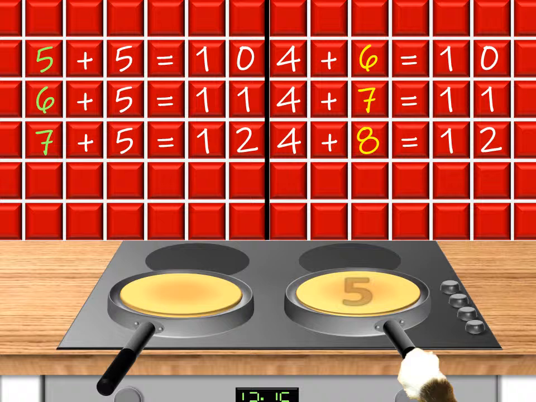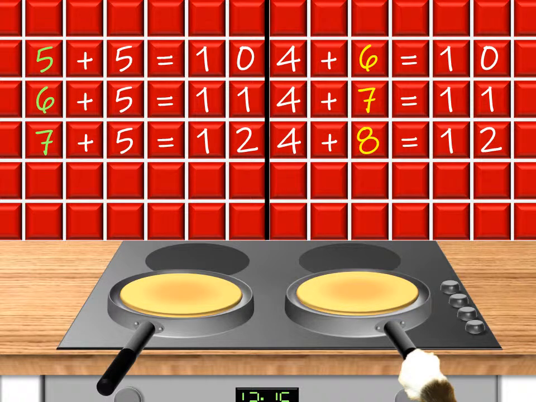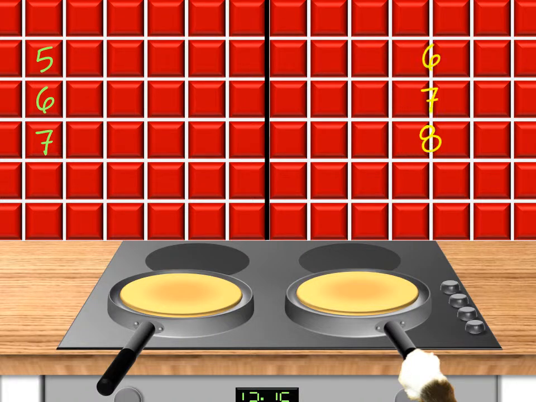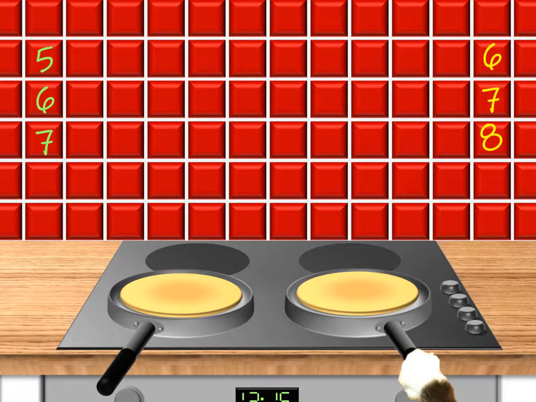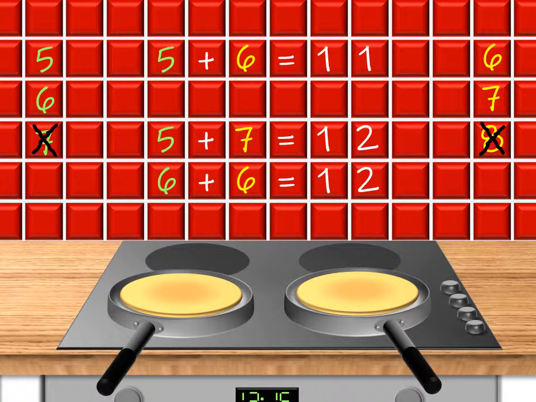To do this, we need to consider the possible totals when we add the numbers on the reverse of both of the pancakes together. So, which combinations of these numbers total 9, 10, 11 or 12? Well, we can calculate that 5 add 6 equals 11, 5 add 7 equals 12, and 6 add 6 also equals 12. But this demonstrates that the 7 on the left and the 8 on the right cannot be used in any combination to make any of the totals needed.